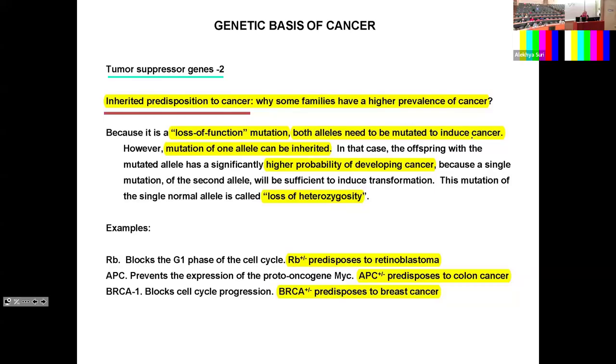Another one is APC. Note that all these are tumor suppressors, right? It prevents the expression of the proto-oncogene MYC. So APC predisposes to colon cancer. And then BRCA1 blocks cell cycle progression; BRCA1 plus/minus predisposes to breast cancer. Does somebody know the famous person who has this situation with BRCA?